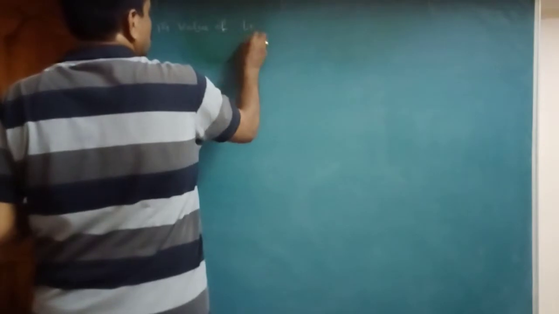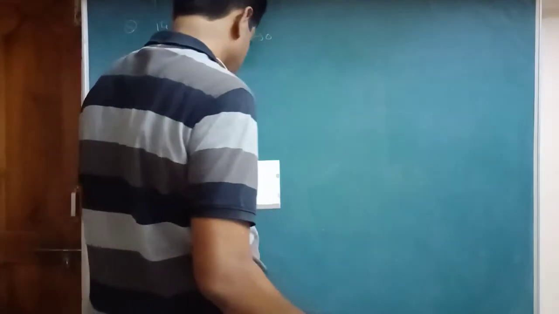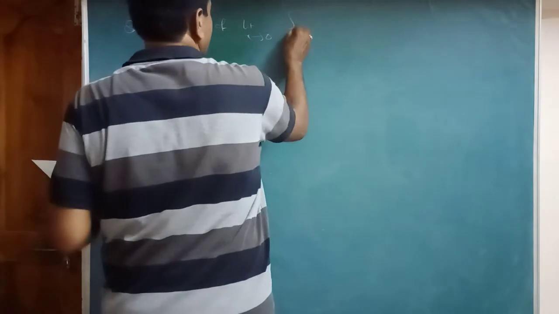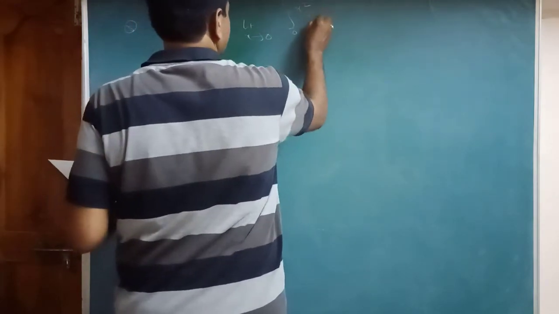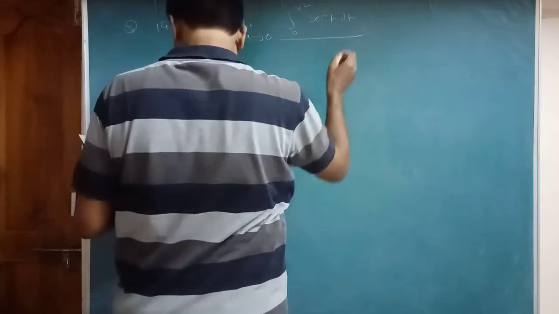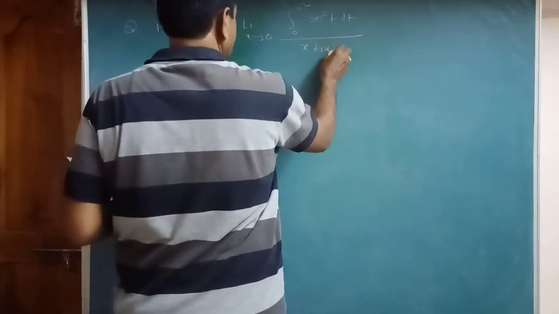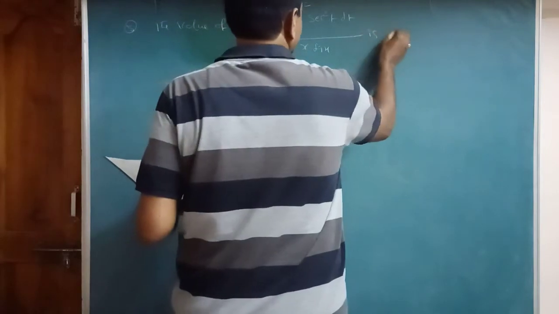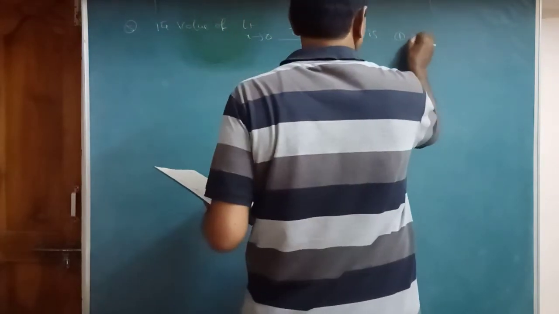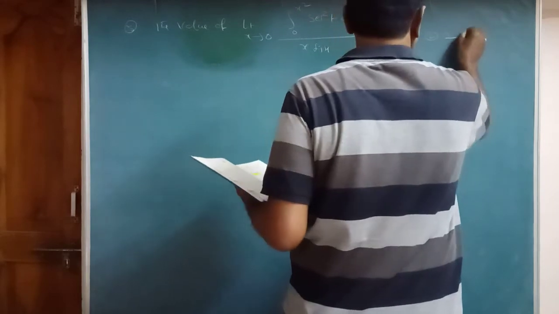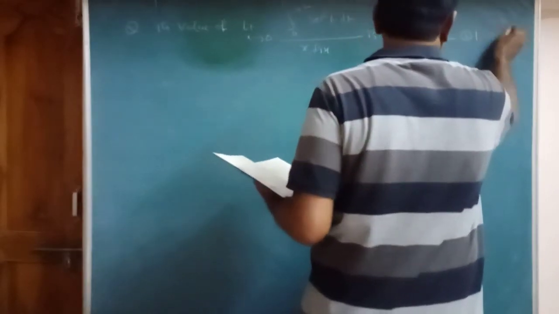Next one. Here the value of limit x tends to 0, integral 0 to x square secant square t dt divided by x sin x is, so first option 3, second option 2, third option 1, fourth option 0.